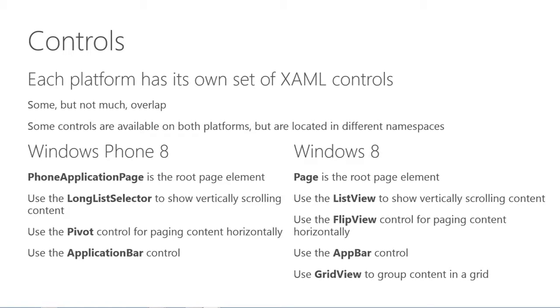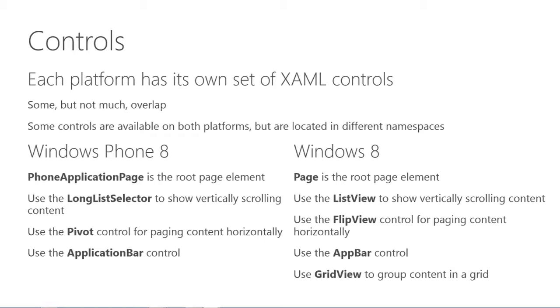As I said, each platform has its own set of XAML controls. There is some, but not much overlap between the two. Some controls are available on both platforms, but they don't overlap. Just some examples: Windows Phone uses the phone application page as the root page element, and Windows 8 uses its page as the root page element. On Windows Phone 8, you use the long list selector to show vertical scrolling of content. On Windows 8, you use the list view to scroll, and it actually scrolls vertically or horizontally as well.